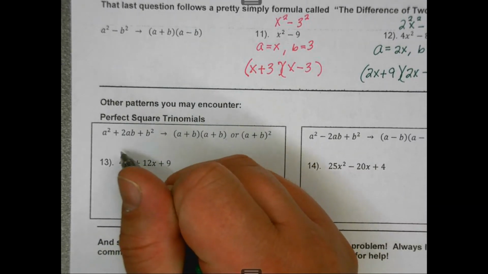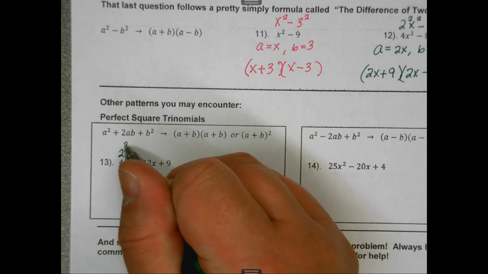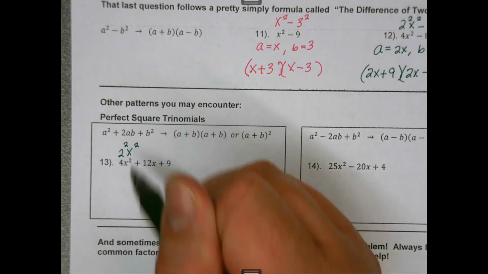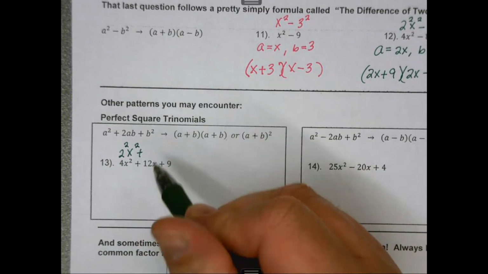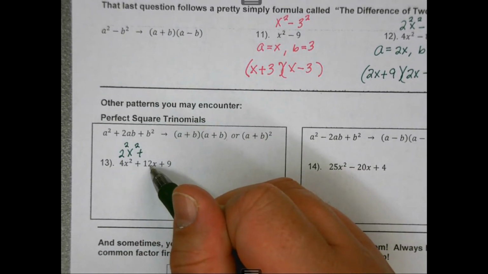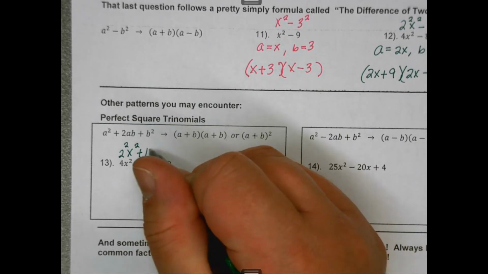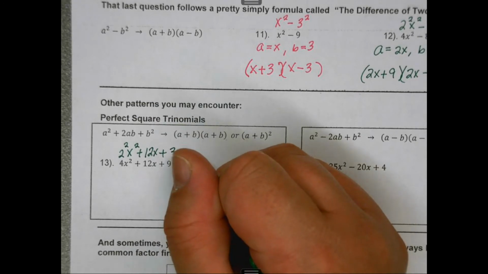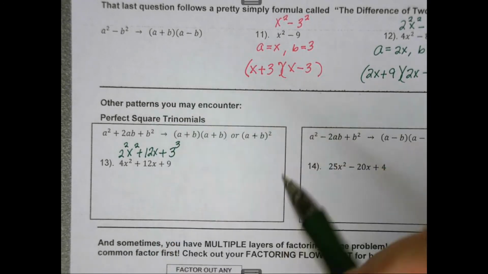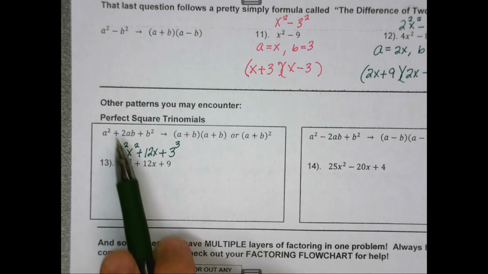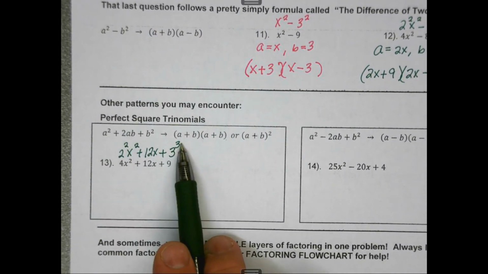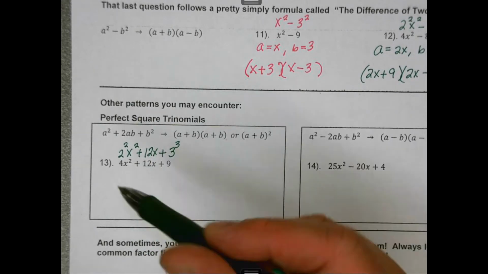Number 13. The 4x squared is actually 2x squared, a perfect square. I have my 4x squared plus, now this middle term we're not sure, definitely not a perfect square, so I'm going to leave it for now. And then my 9 is 3 squared. If you notice here, I have a perfect square here and I have a perfect square here. So this is going to factor.